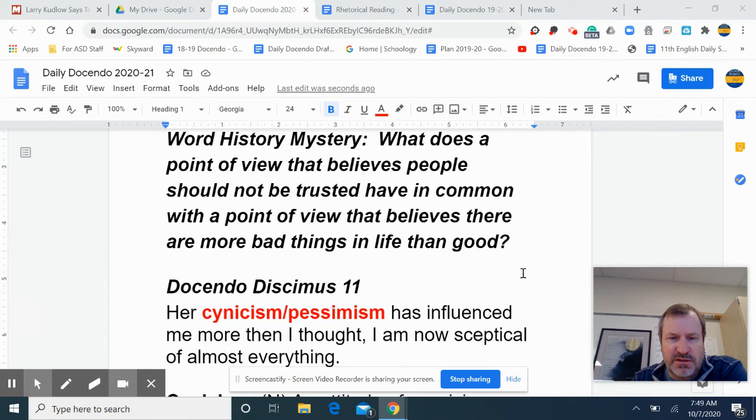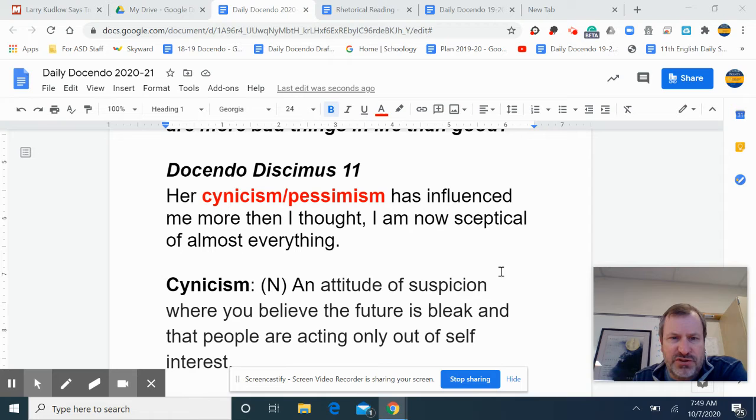Well, now let's switch gears and look at the sentence as editors. Her cynicism has influenced me more than I thought, I am now skeptical of almost everything. So, her cynicism has influenced me more than I thought. Sounds like a complete thought there, doesn't it? I am now skeptical of almost everything. Looks like we have two sentences here.